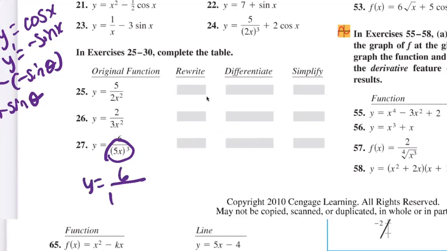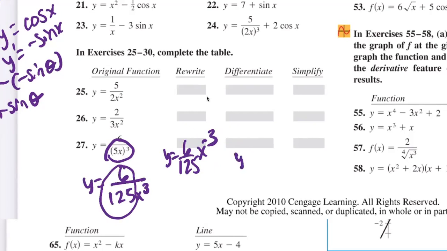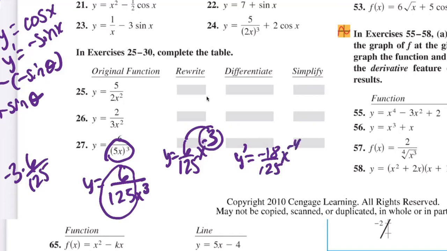This is 6 over 125 x to the third. So to rewrite it, I'm going to make it 6 over 125 x to the -3. You needed this as a coefficient. You needed to get rid of that composite function. Now to differentiate, I bring a -3 down in front. So I have -3 times 6 over 125, which is -18 over 125. And then you subtract 1 from the exponent, so you get x to the -4. And then to simplify it, we usually drop our negative exponent back down.